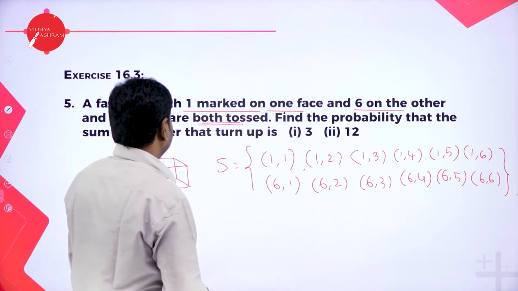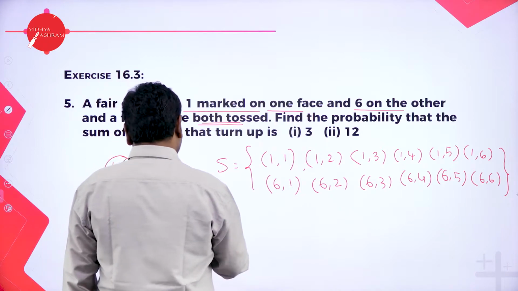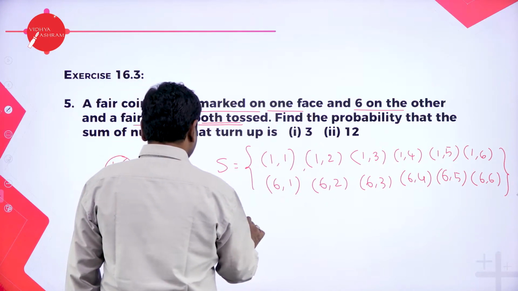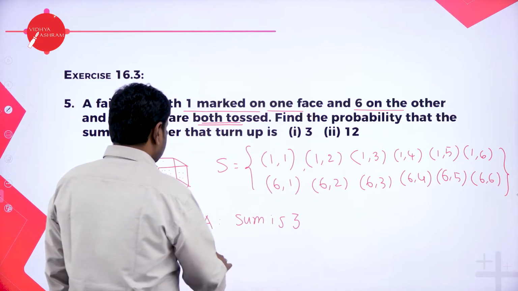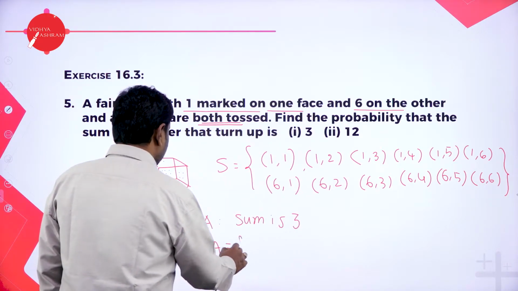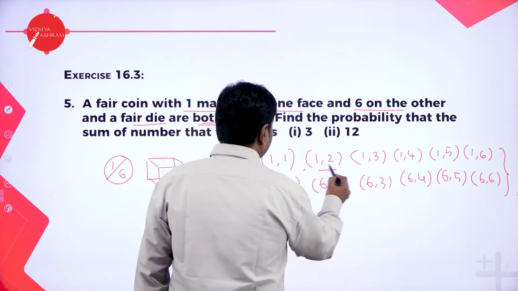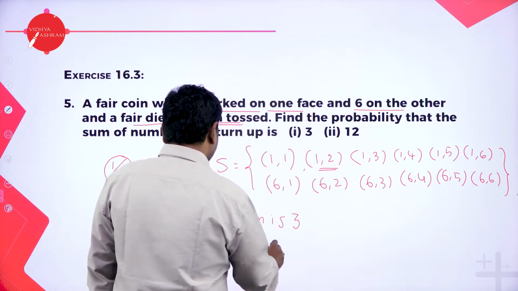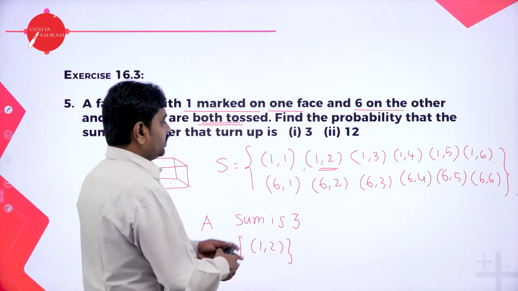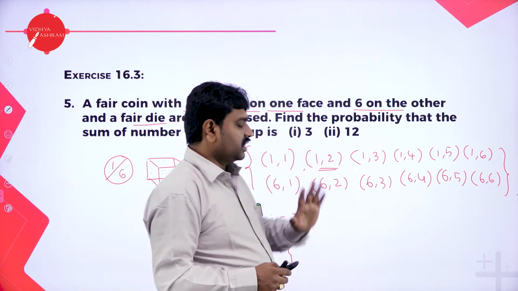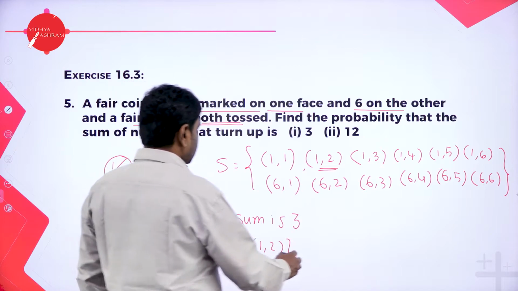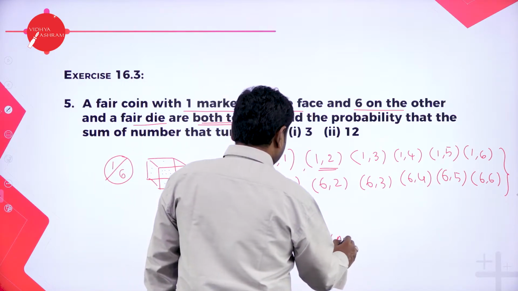Now event E, sum turns up. So I will say event A, sum is 3. So set A contains what elements? (1,1) is not 3. So 1 plus 2 is 3. Do we have any other outcome so that the sum of two numbers is 3? We don't have any other. So A will have only one element. So n of A is 1.